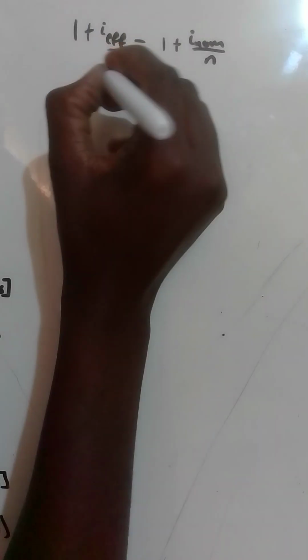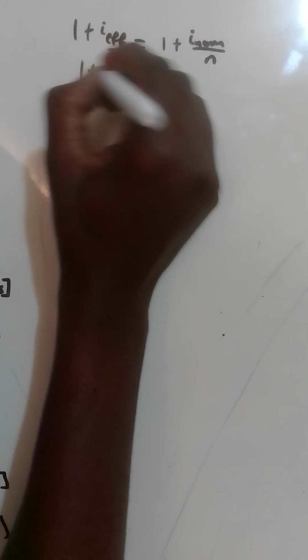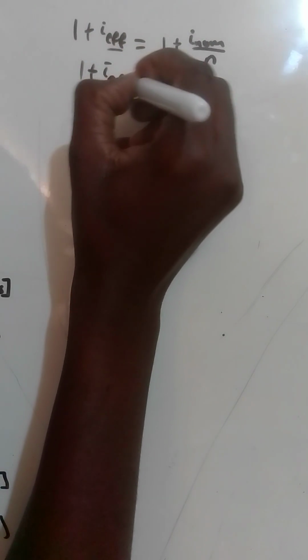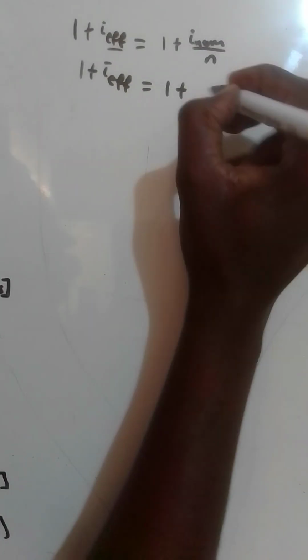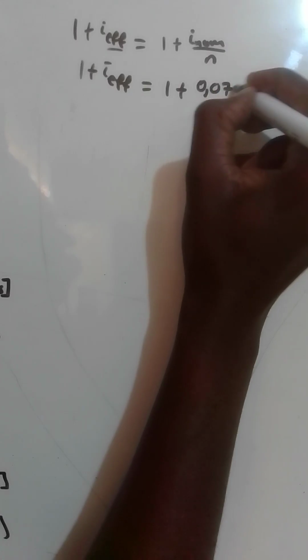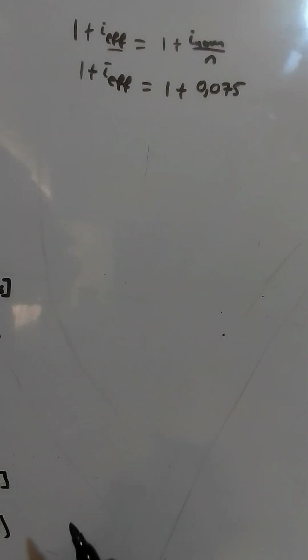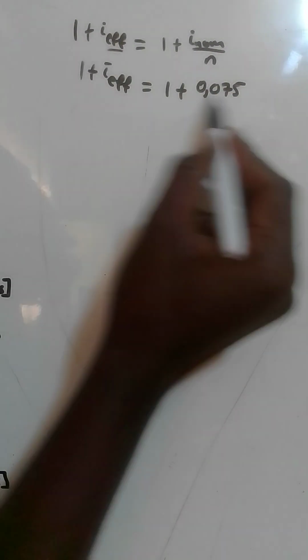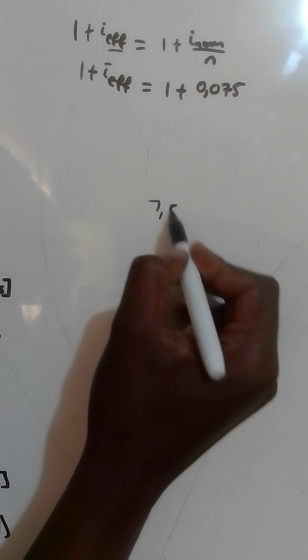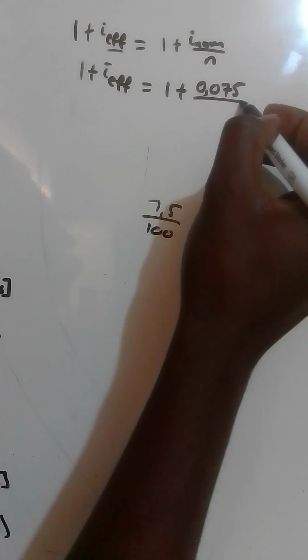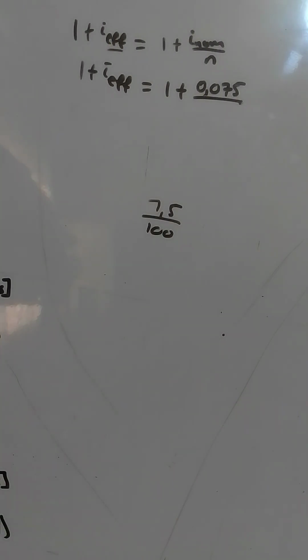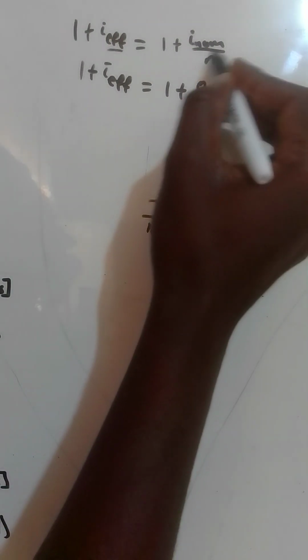So now let's go ahead and say that we are looking for 1 plus i effective, which is equal to 1 plus the nominal, so we say 0.075, because they said 7.5%. And how do I get this decimal? You go to your calculator, you say 7.5 over 100, and it will give you this decimal. All over n, because we have been told that it's compounding. This n means the compounding period.